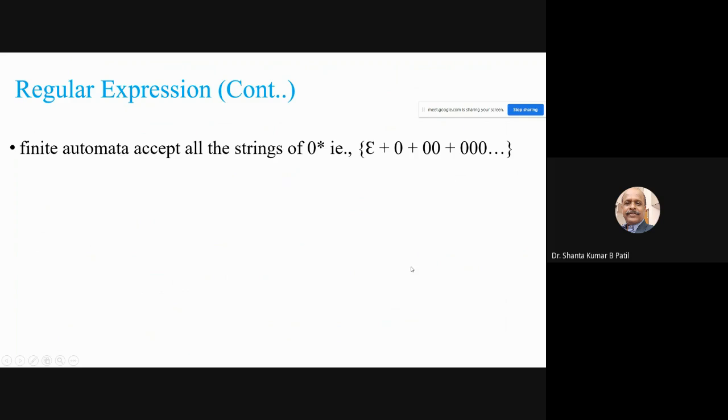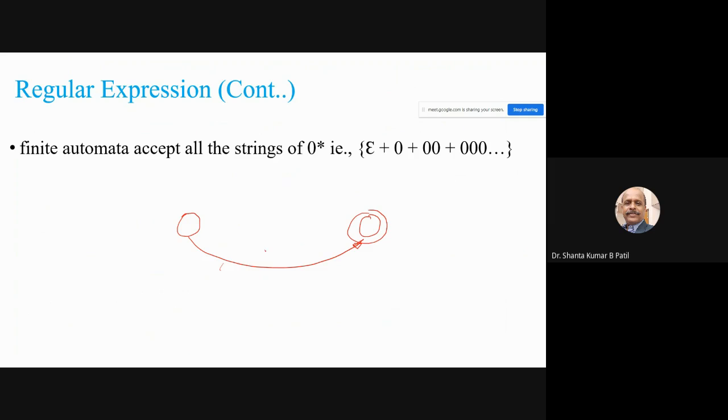So for the 0 star, it has to accept epsilon, and it has to accept 0. For the epsilon, this is the finite automata for the epsilon.